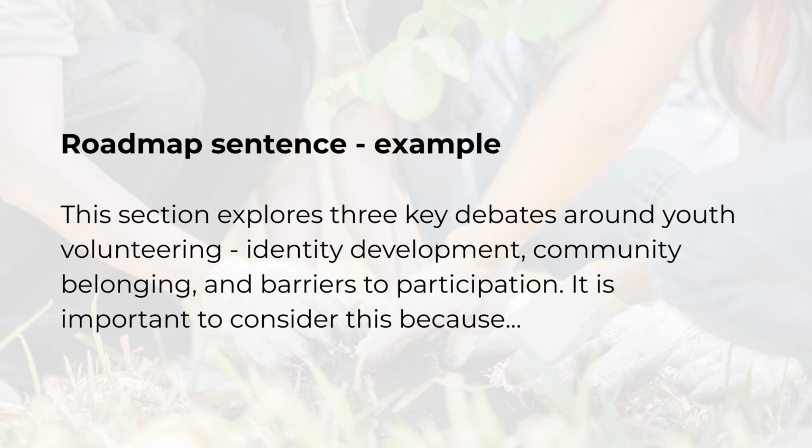Now this one is the step that most people skip, but it's what makes your literature review structure really coherent. Before you start writing about every major theme, every major heading, add a roadmap sentence like this. This section explores 3 key debates around youth volunteering: identity development, community belonging, and barriers to participation. It is important to consider this because this does 3 things. It keeps you on track, it keeps your reader on track, and it helps you establish, whilst you're writing, whether this theme really is relevant.